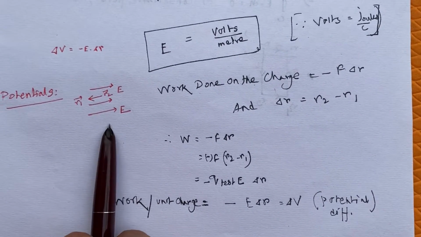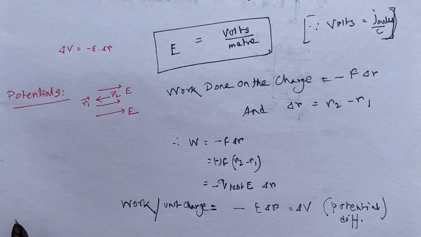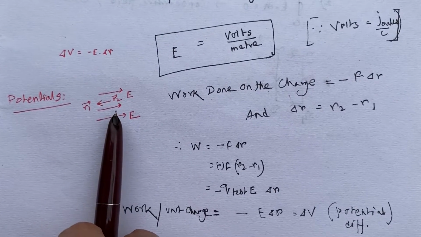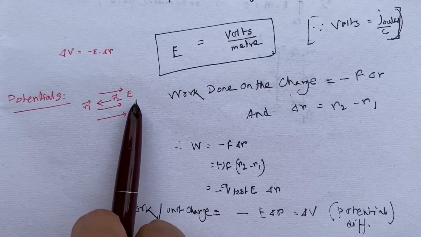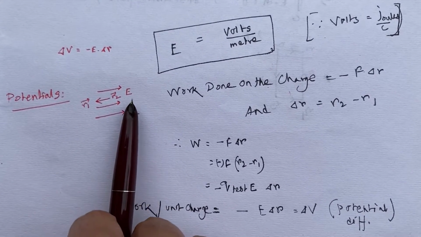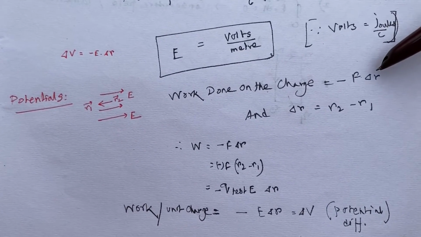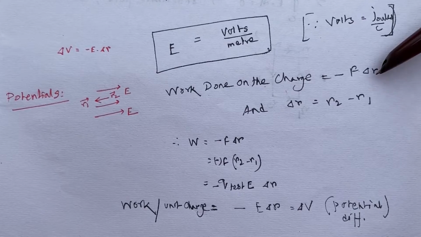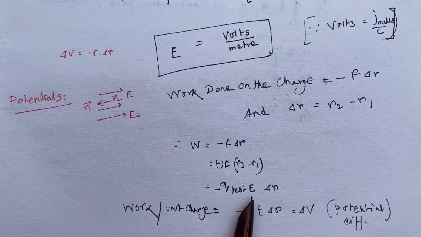Now again, let's look into the problem of shifting a test charge Q test. I take the test charge Q and I want to move it from R2 to R1, and the direction of the movement of the charge is opposite to the direction of the electric field. The electric field is rightwards. I want to move the charge leftwards. Now, work done on this charge is quite simple, which is force into the magnitude of the displacement, whereas delta R, that is the magnitude of the displacement, is nothing but R2 minus R1. Hence, the work done is defined as minus Q test E dot delta R.